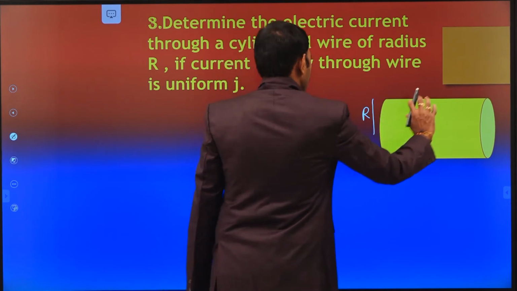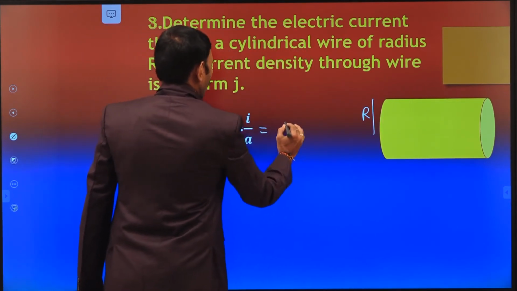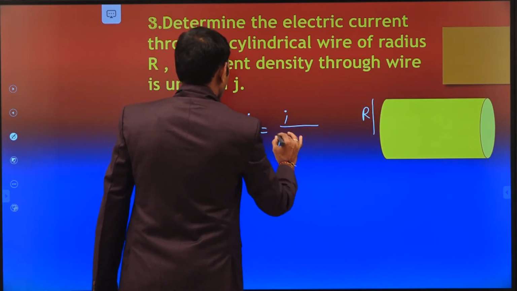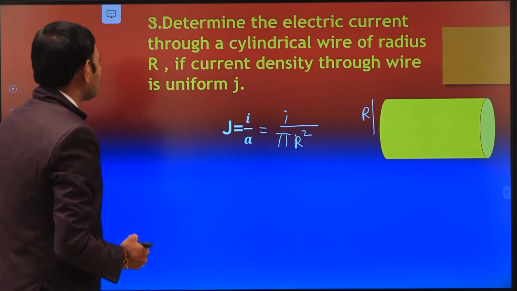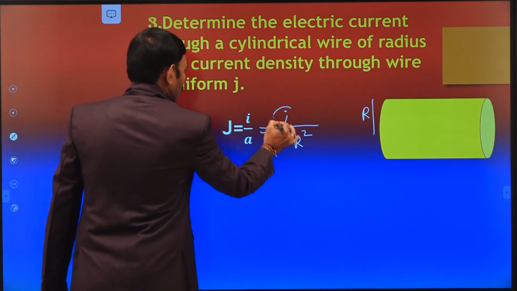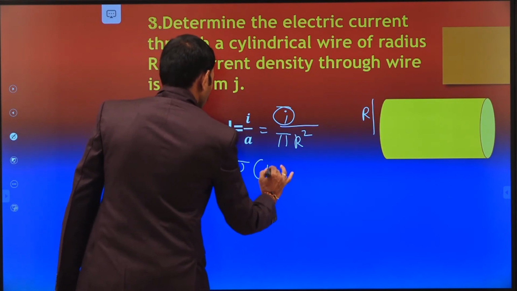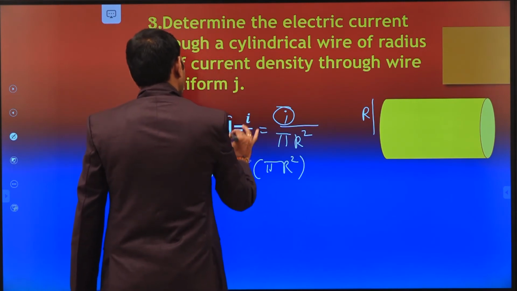Then current density is given by the formula I by A. So I by A is equal to J, where the area of cross section is pi r square. Then determine the electric current. So we have to find the I value. On cross multiplying, I is equal to J into pi r square. We use this formula as J is constant.